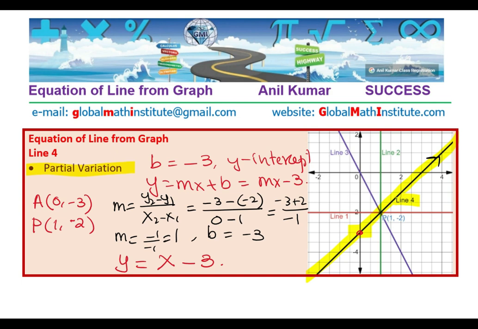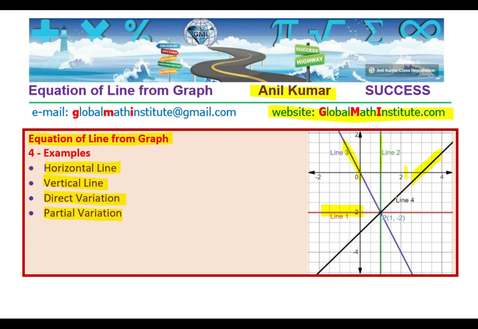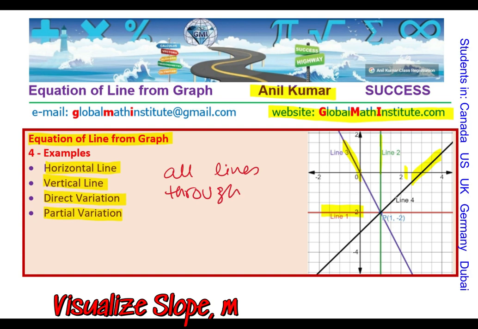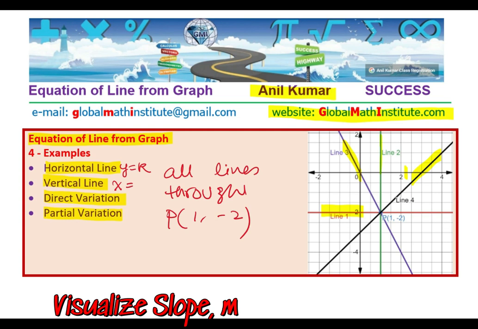So in this particular case, we have seen four special examples. All lines are going through which point? Through point P, right? And point P is (1, -2). So a horizontal line is one in which the y value is constant, correct? And for a vertical line, the x value is constant. That is kind of important to understand.